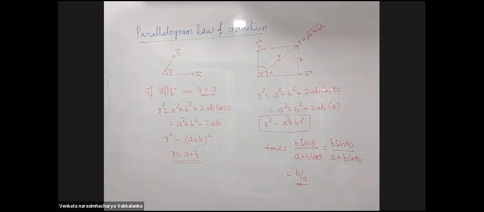Sir, how did we get theta is equal to 0? If A and B are parallel, what is the angle between them? 0. A is parallel to B, what is the angle between them? 0.